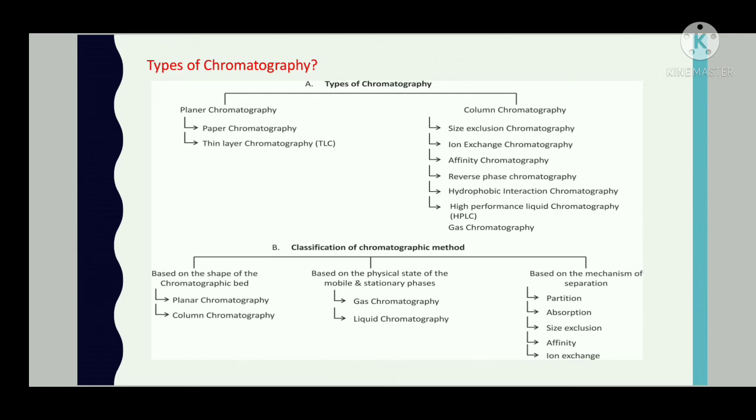Classification of chromatographic method based on the shape of the chromatographic bed: planar chromatography and column chromatography. Based on the physical state of the mobile and stationary phases: gas chromatography and liquid chromatography. Based on the mechanism of separation: partition, adsorption, size exclusion, affinity and ion exchange chromatography.